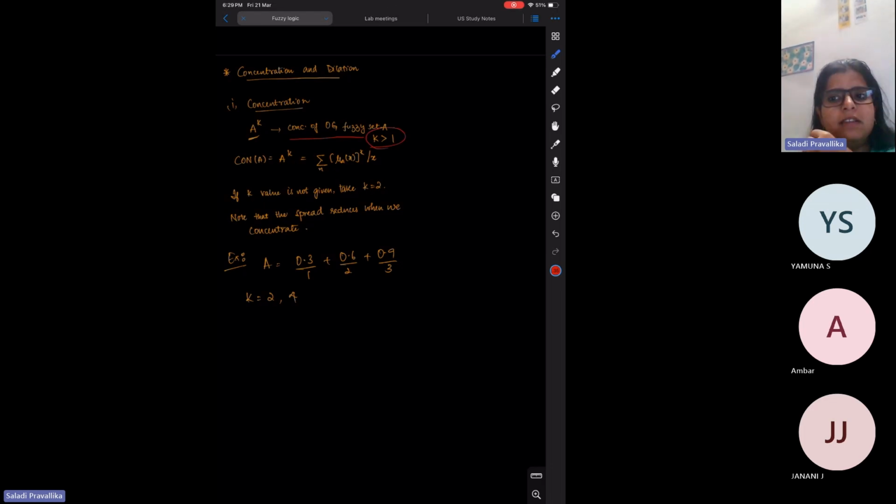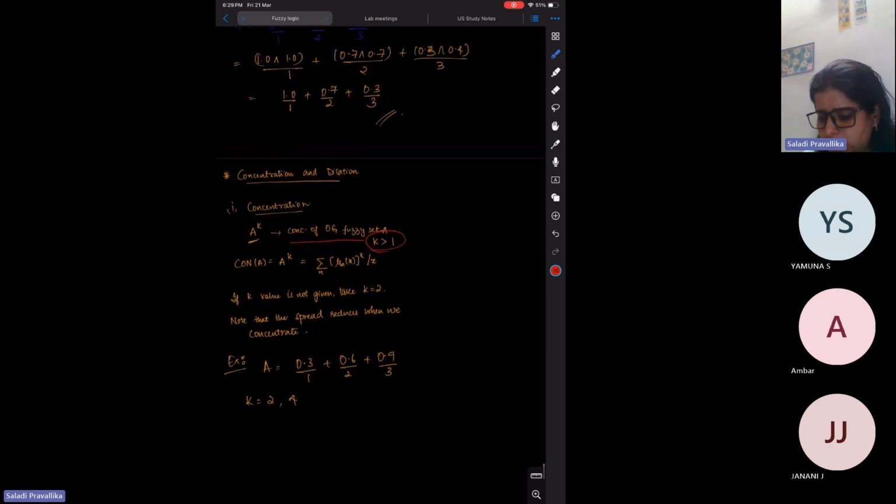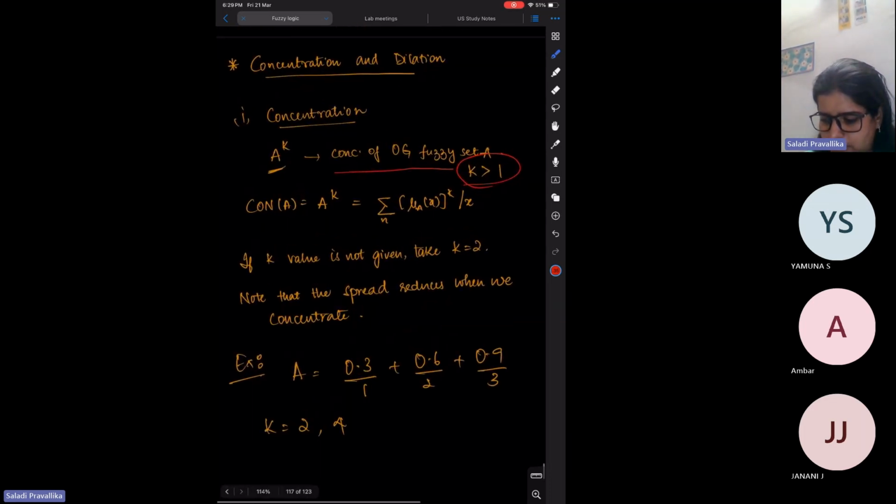When k is less than 1, we call it dilution. But when k is greater than 1, we call it concentration. So the concentration here is represented like this: you take the membership value and raise the power of the membership value to k, for a given x value.